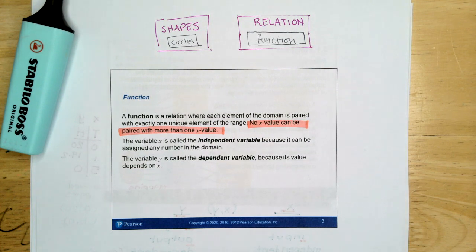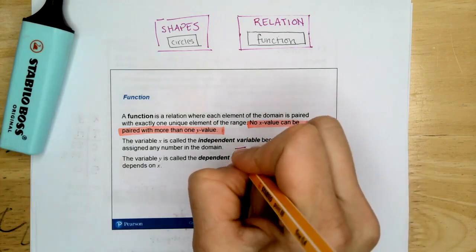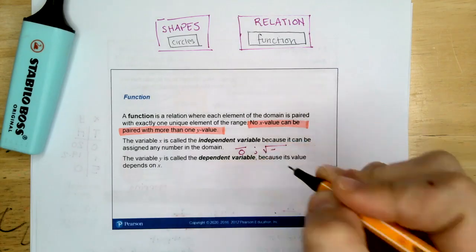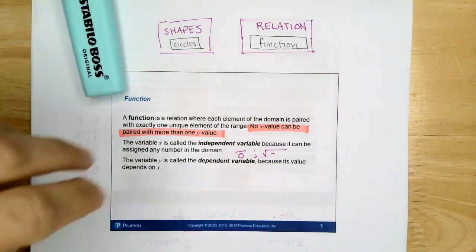The x is the independent variable. It can be assigned any number in the domain. Remember, our domains must exclude a 0 in the denominator and a negative under an even square root, okay? Those are exceptions to the domain, but besides that, x can be anything. And then the dependent variable is y, and once you put in an x, your function gives you a y.